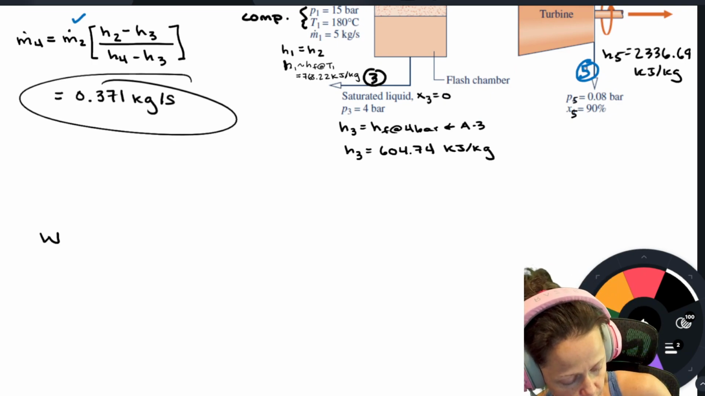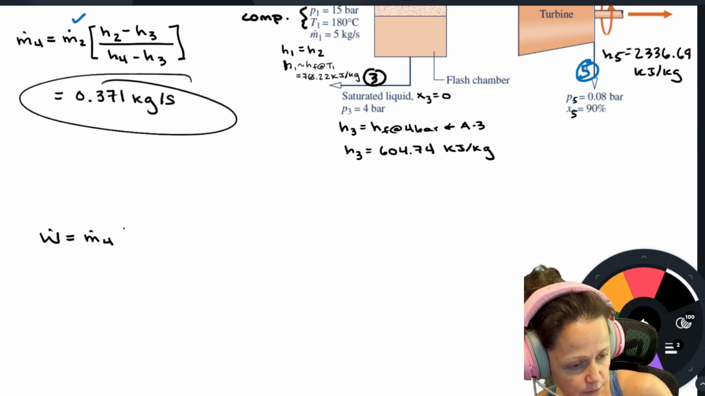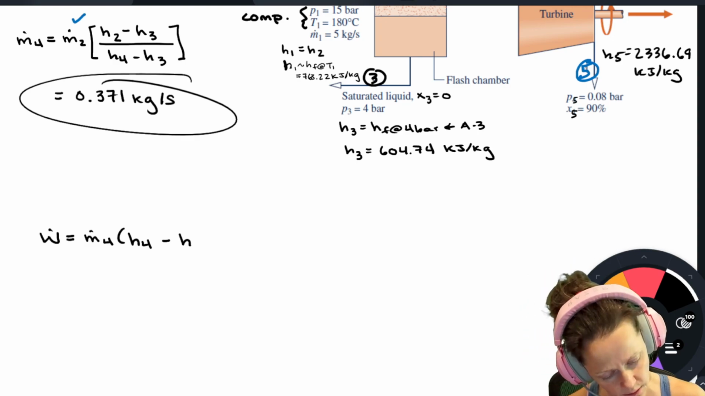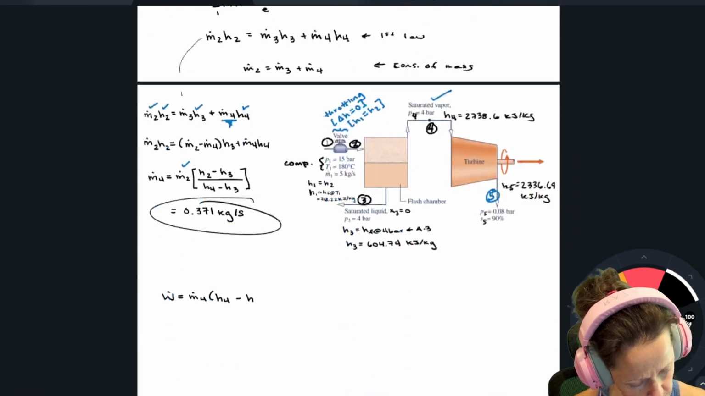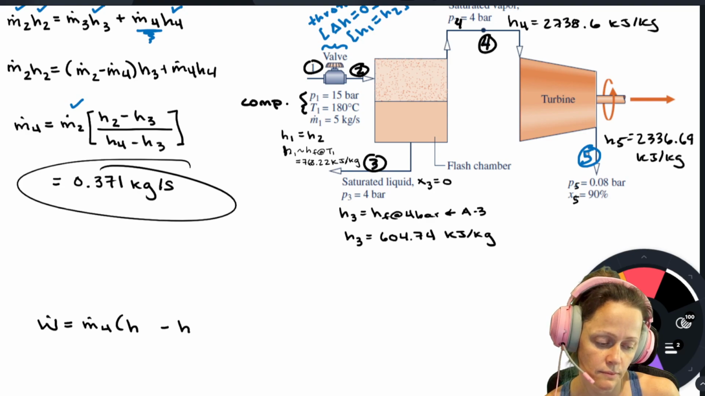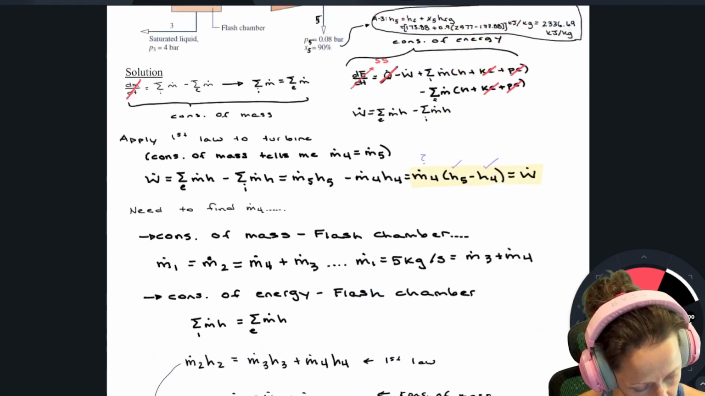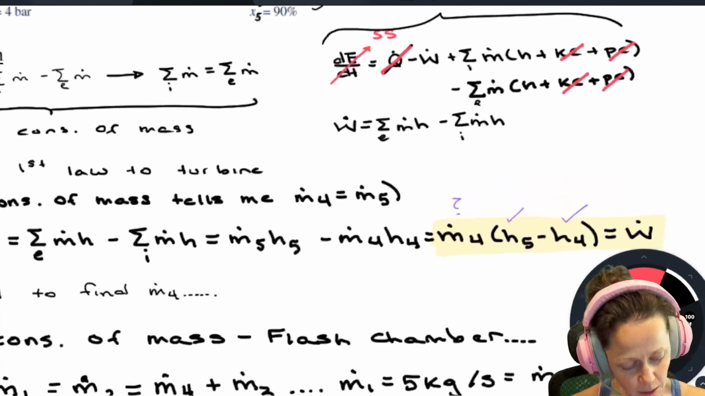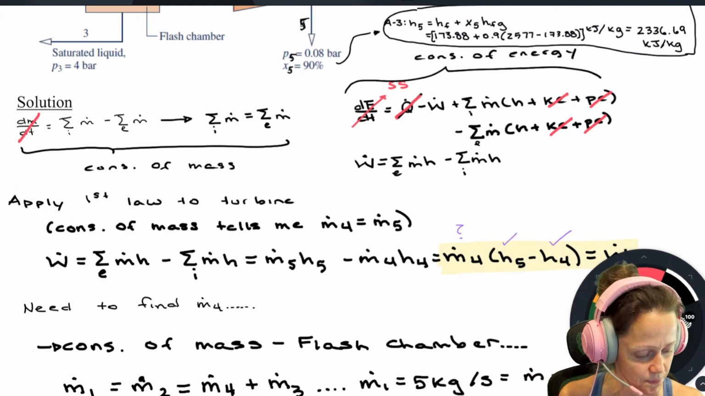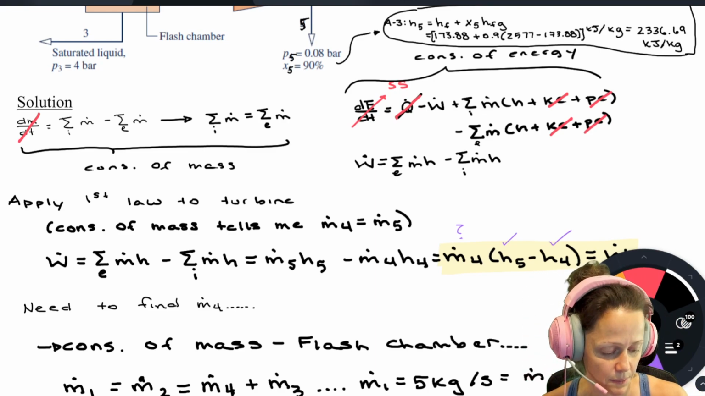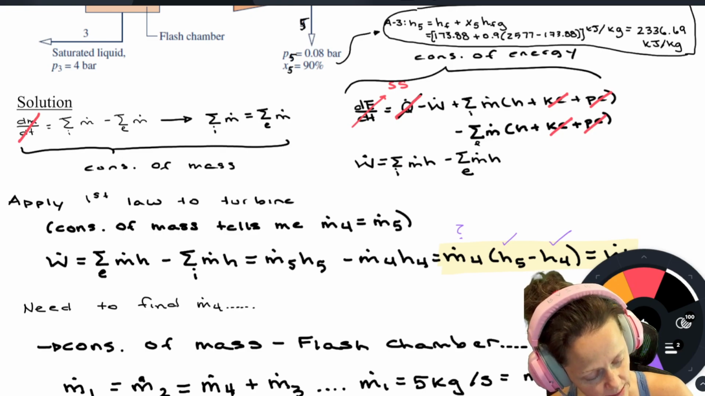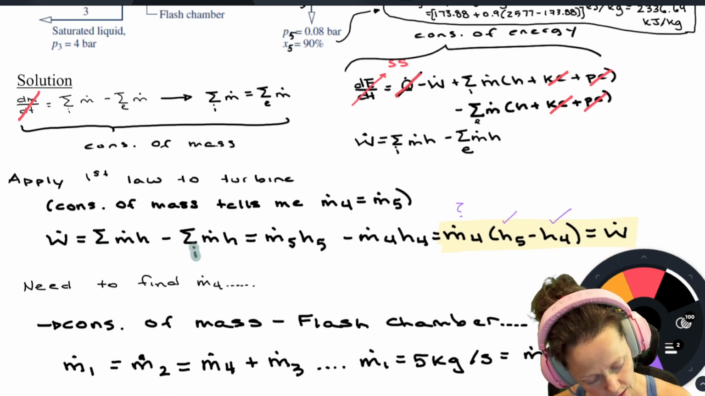So with that information, now I can go back to that equation that I had before for power. So I've got power was equal to m dot 4 times h4 minus h5, right? Or I'm sorry, it's out minus in, wasn't it? Oh, wait. Look what I did. I have a sign error. It's not W dot equals the sum of the m dot h's going out minus in. It is in minus out.